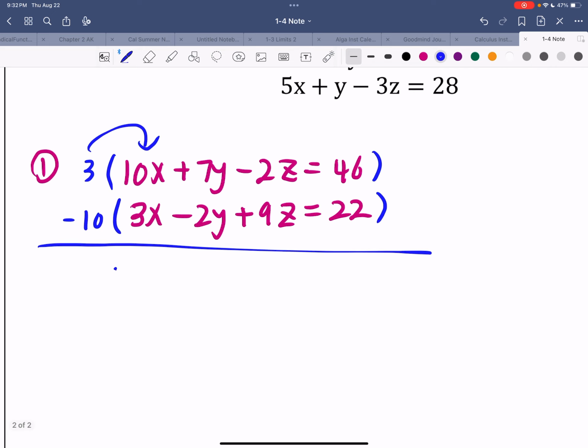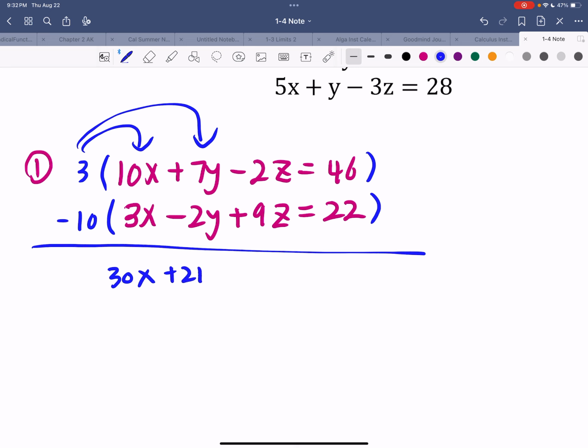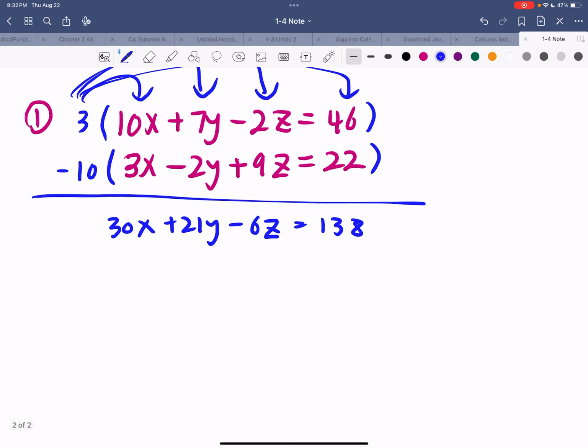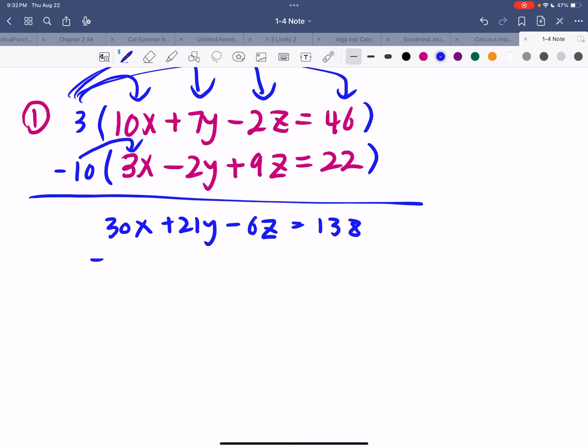3 times 10, 30x. 3 times 7y is plus 21y. 3 times negative 2, negative 6z. 3 times 46, 138, I believe. Yep, that's right. Negative 10 times 3x is negative 30x. Everything is just multiplied by 10. So like that.